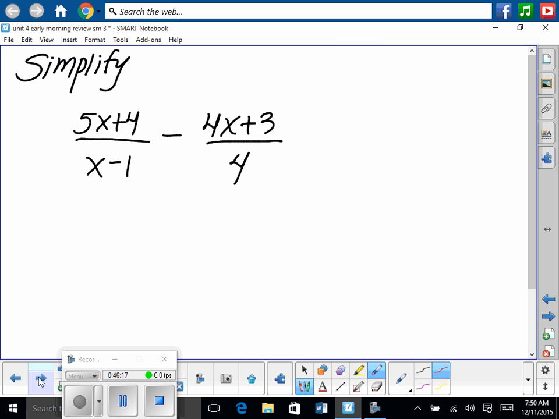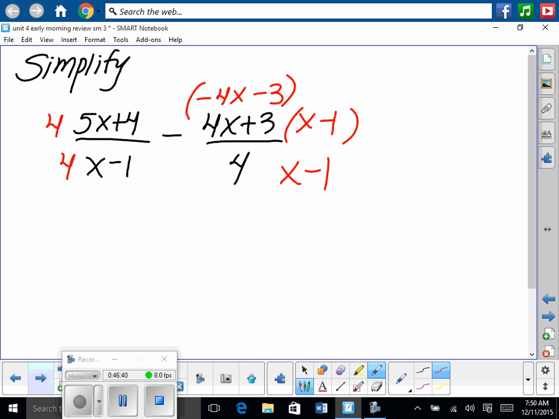So what's my common denominator here? This one needs a 4. This one needs an x minus 1. Right? And then we do that to the top and bottom. Be careful though with this one. Here's the most missed thing on the test. This is negative, all of that, right? Times that. So really we're doing negative 4x and negative 3.